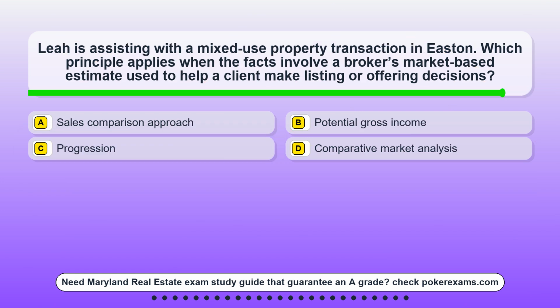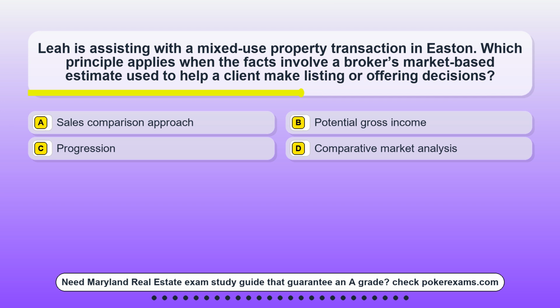Question 6. Leah is assisting with a mixed-use property transaction in Easton. Which principle applies when the facts involve a broker's market-based estimate used to help a client make listing or offering decisions? Option A. Sales comparison approach. Option B. Potential gross income. Option C. Progression. Option D. Comparative market analysis.